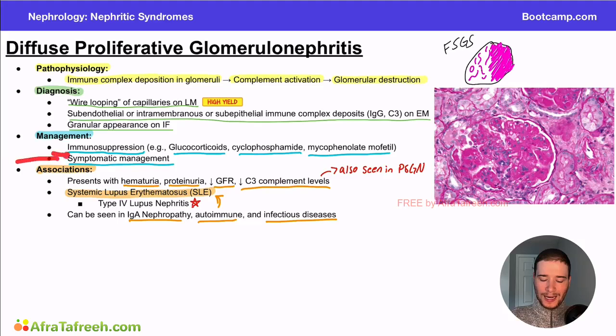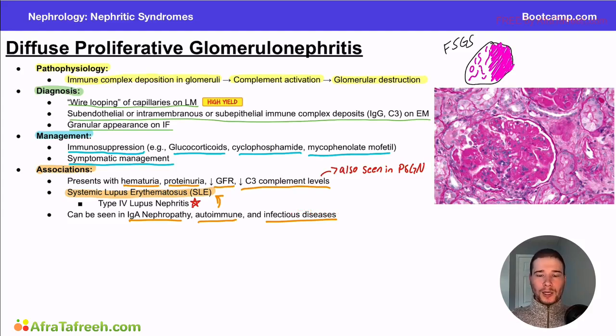Management really involves taking care of the symptoms and trying to decrease the progression to end-stage renal disease. We do that through a variety of things, including immunosuppression. The classic presentation is going to include typical findings of a nephritic syndrome, including hematuria and proteinuria. We're also going to see a decrease in the GFR because of the kidney destruction and low C3 complement levels, which we said makes sense because this condition involves continuous complement activation.